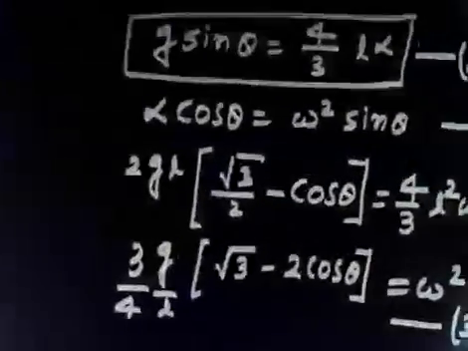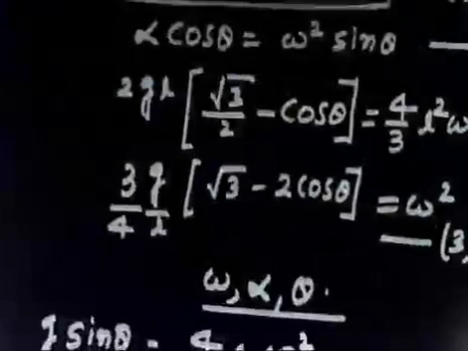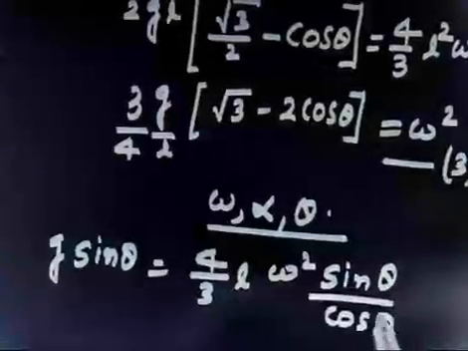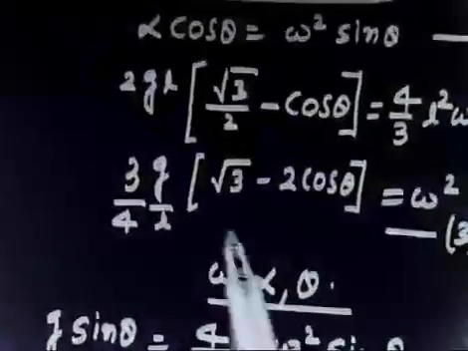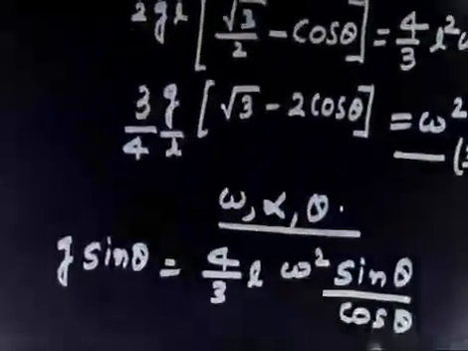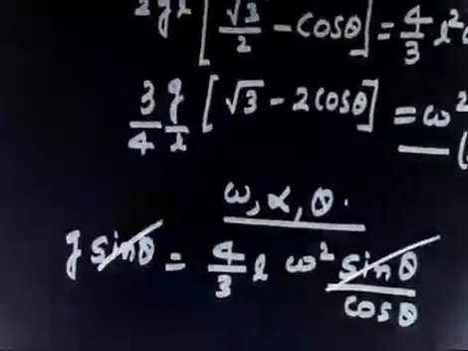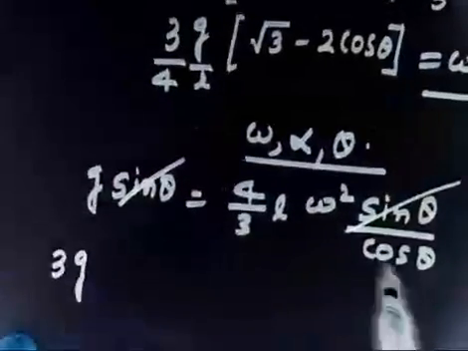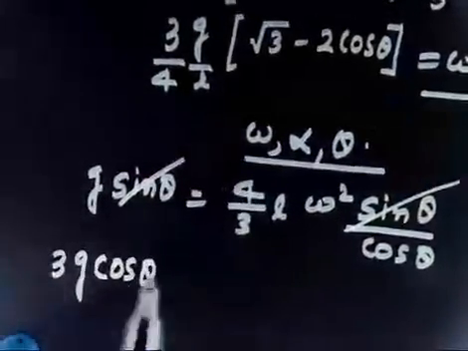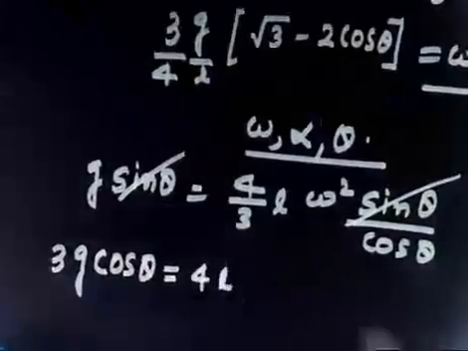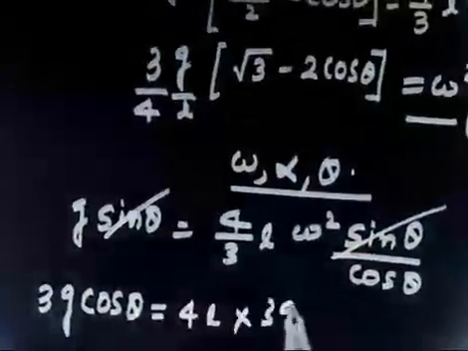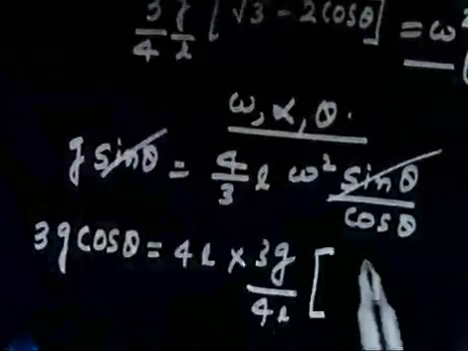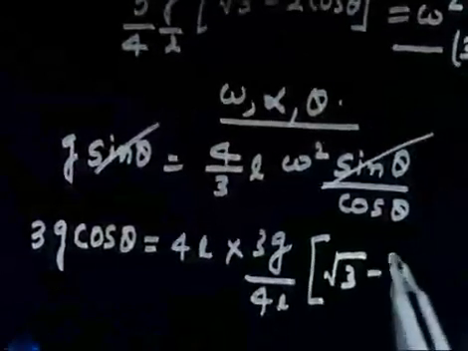If I plug the value of alpha in this equation, g sine theta equals 4 by 3L into alpha, and alpha is nothing but omega square sine theta by cos theta. Now what is the value of omega square? This is the value of omega square, so plug it here. So sine theta goes. Are you getting? So you will have 3g, cos theta equals 4L, and omega square is 3g by 4L into root 3 minus 2 cos theta.